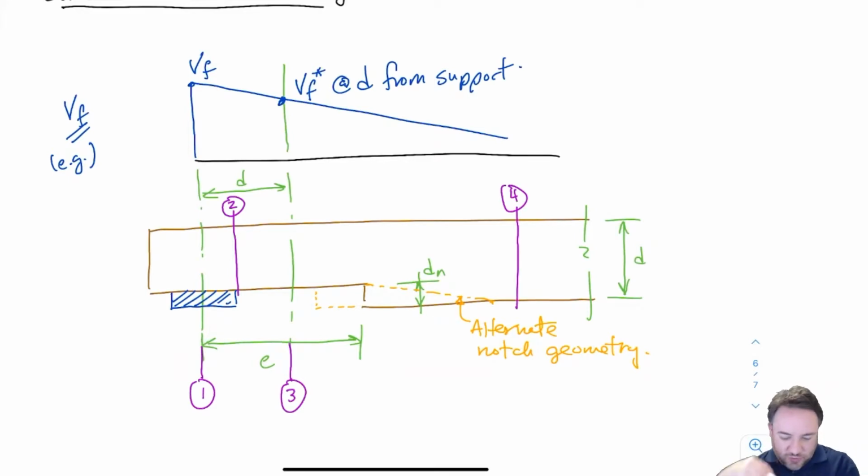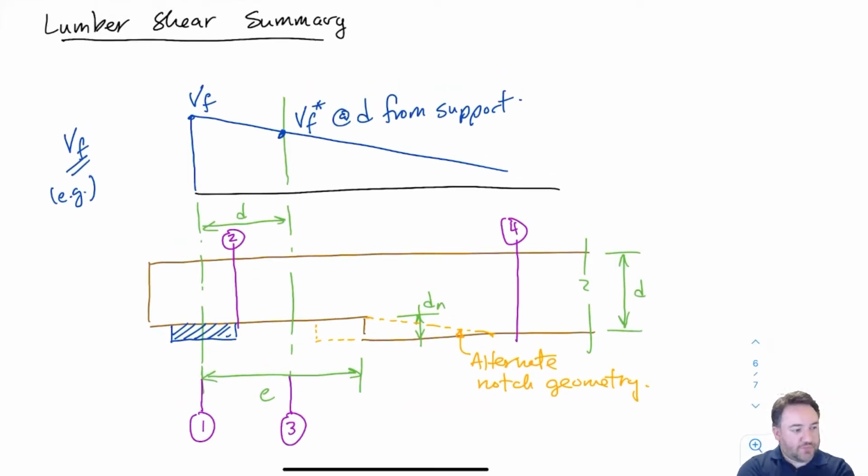Okay, so I have drawn out a summary of all of the different conditions that I have for shear in lumber. And I've drawn at the top an example of a shear force diagram going from VF, my total shear at the support, to VF star, which is the total shear at a location D from the support. And I've identified some sections 1, 2, 3, and 4, 1 being at the center of the support, 2 being at the face of the support, the interior face of the support, 3 being at D from the support, and 4 being at some location where I have my gross area instead of my net area.